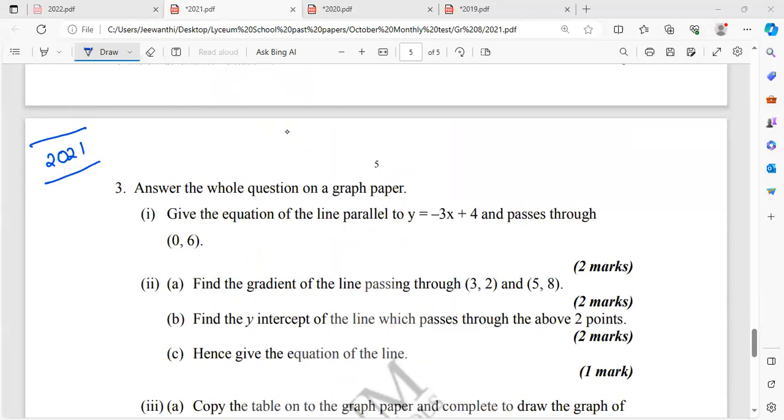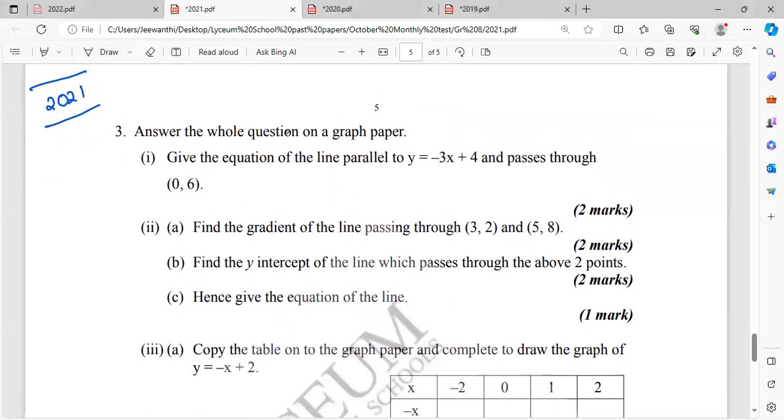Right. So then we are moving to the 2021 October monthly test paper. Again I'm taking the graph question, so that it's easier for us to understand the concept, and we can see from year to year what kind of different questions they have given. Okay. So then here the first one: answer the whole question on a graph paper. Give the equation of the line parallel to this one. So this is a different question which we couldn't find in 2019 and 2020.